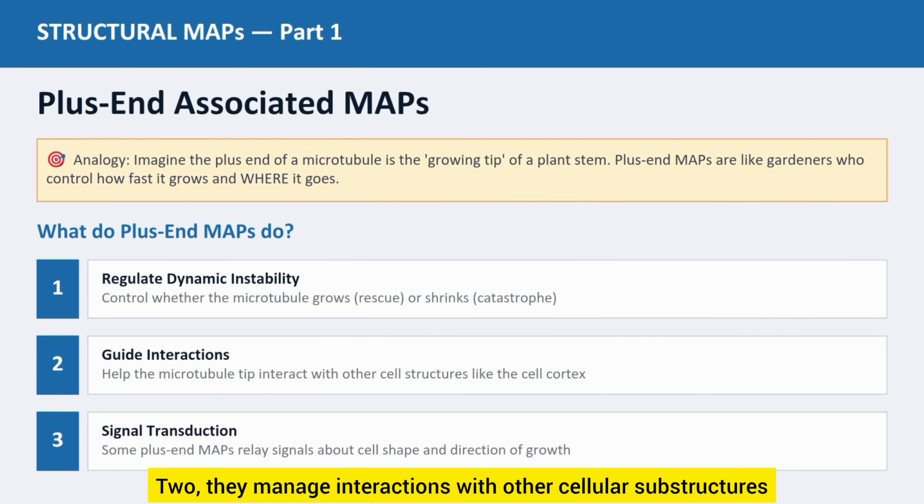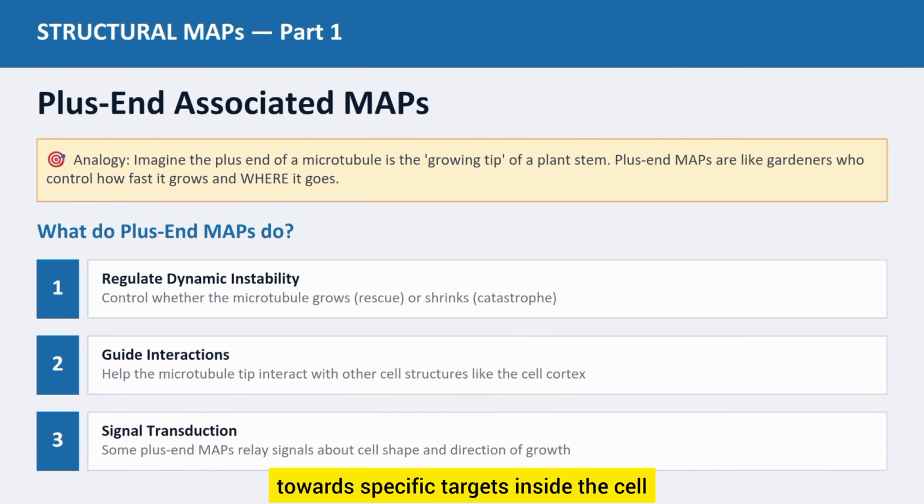2. They manage interactions with other cellular substructures. They guide the growing tip of the microtubule towards specific targets inside the cell. Think of plus-end MAPs as gardeners tending to the growing tip of a plant, deciding which direction it grows and when to stop. Now this section is extremely high yield for your exams. So I need you to really pay attention here.